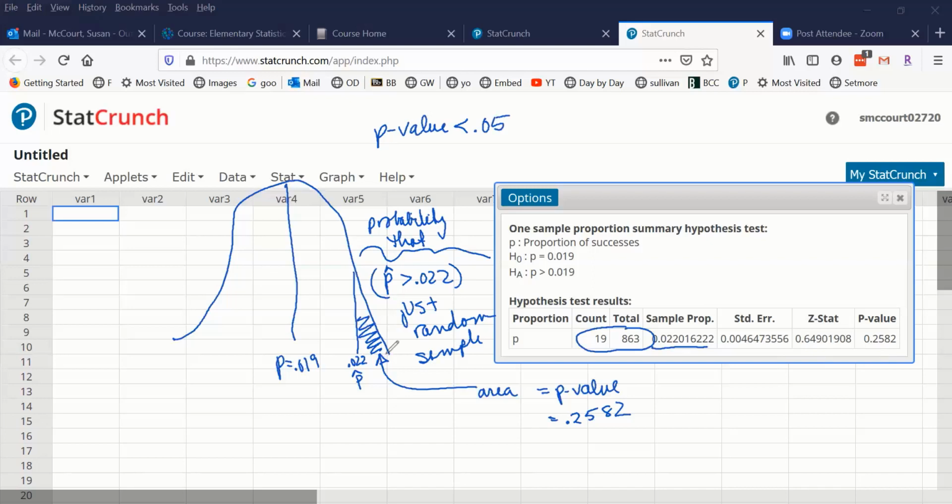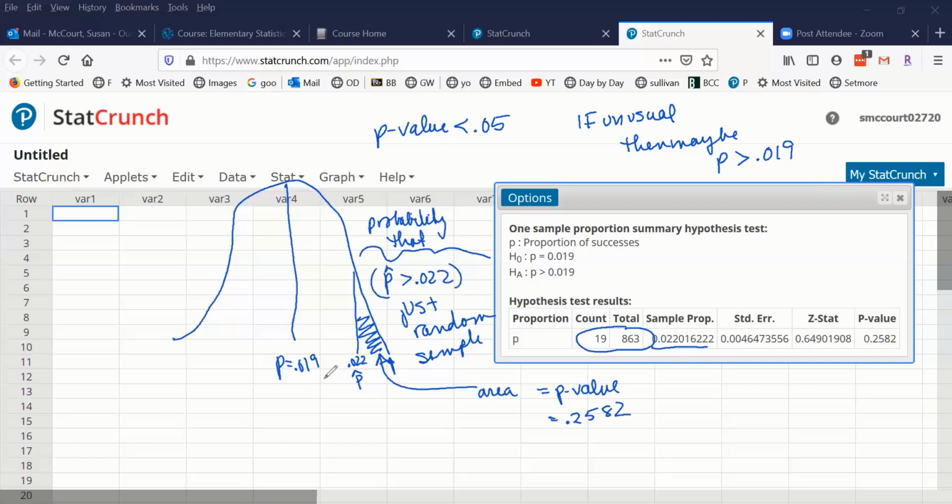Because if it's unusual, then maybe P is actually greater than 0.019. If we had a sample way over here, then we go, wow, that's really weird. Maybe P is not 0.019 for this drug. Any questions? All right. So there's a 25% chance it's greater than 0.022.